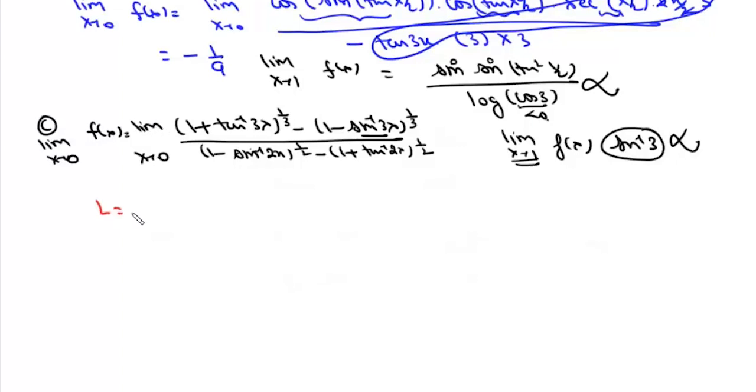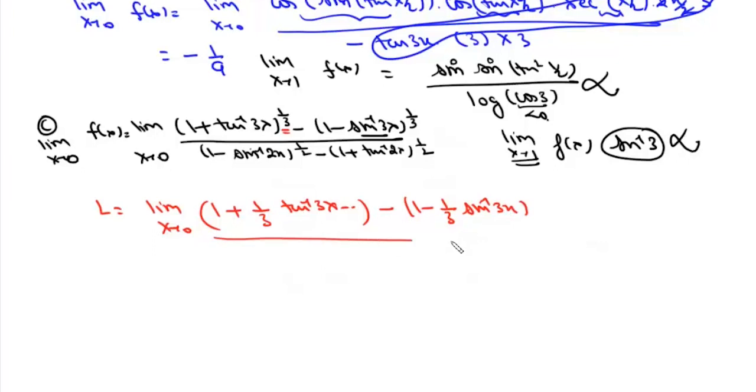Now this limit, it will be this limit x tends to 0, and we'll use binomial expansion. So it will be this 1 plus 1 by 3 10 inverse 3x minus 1 minus 1 by 3 sine inverse 3x plus higher powers, and then it will be 1 minus 1 by 2 sine inverse 2x, and then minus 1 plus 1 by 2 10 inverse 2x.